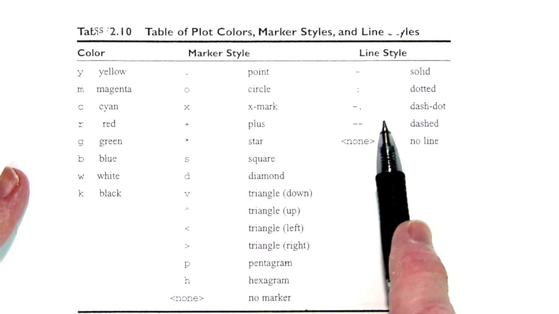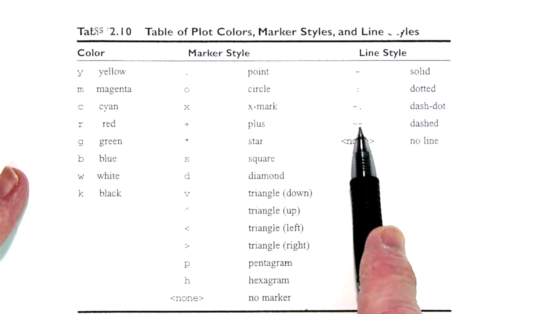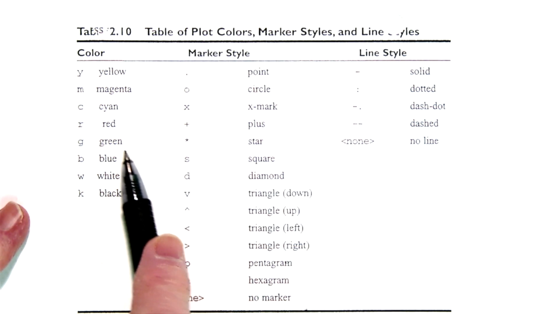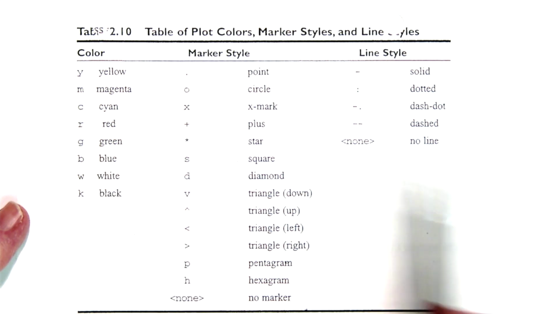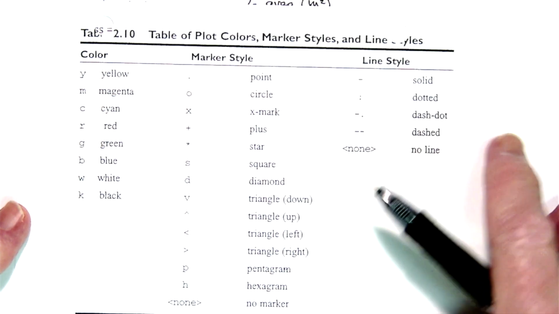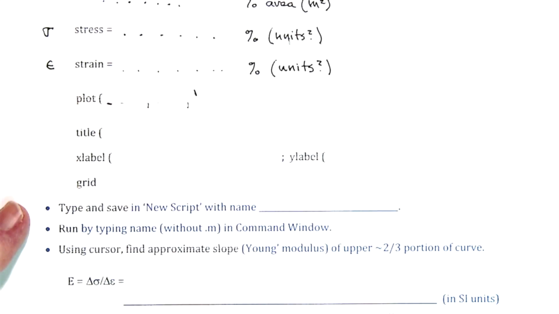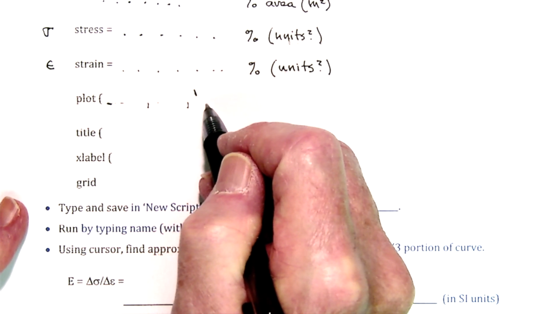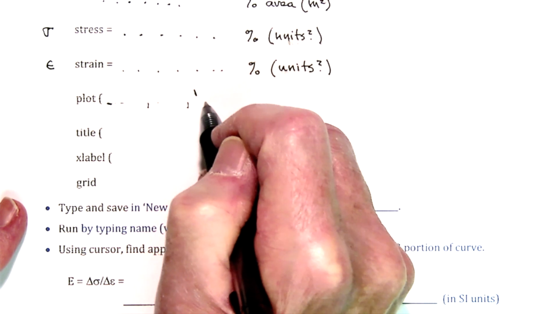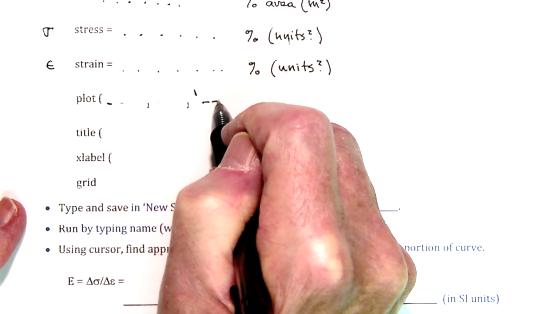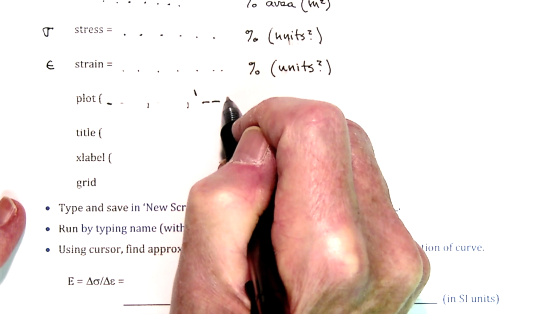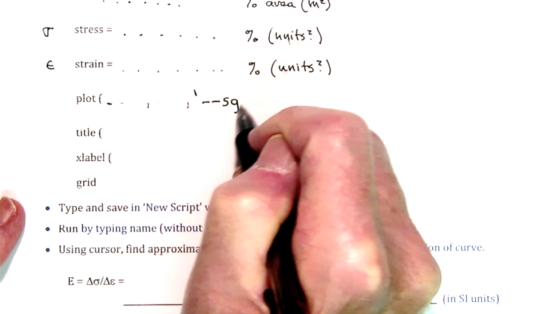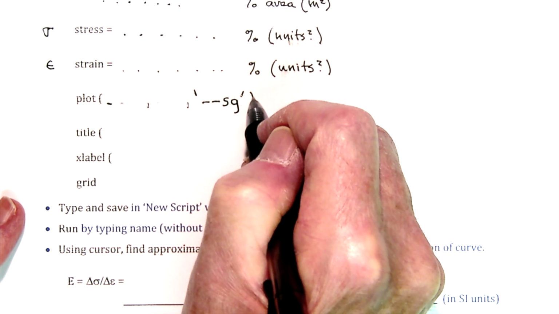I would like to make my plot with a dashed line, which is 2 dashes here, with a square as the marker style, which is an S, and I'm going to choose green for the color. And so to do that, in any order, and you can use 1, 2, or 3 of those symbols in any order, you put those in single quotes as the last part of the plot command. I wanted to use a dashed line, which is represented by 2 dashes here, a square, which is an S, and a green line, which is represented by the letter G. Close the single quotes and then close the parentheses.